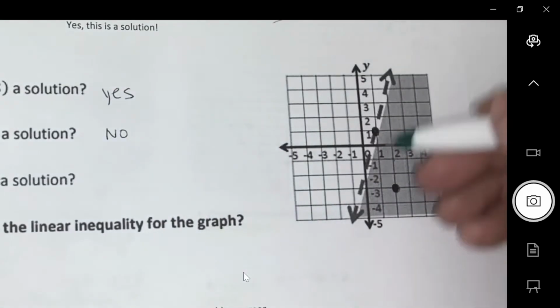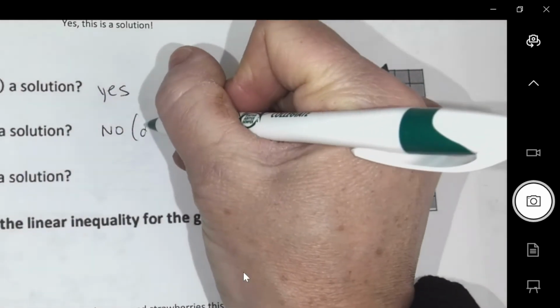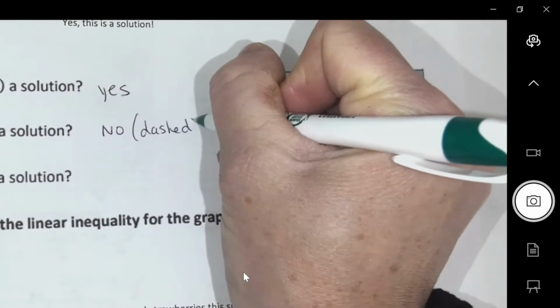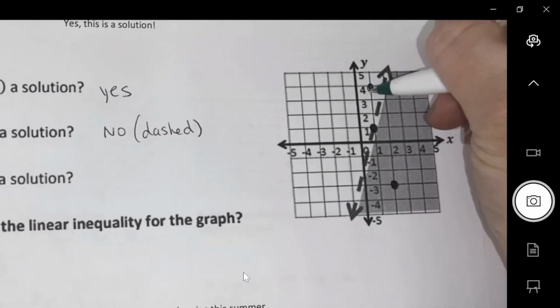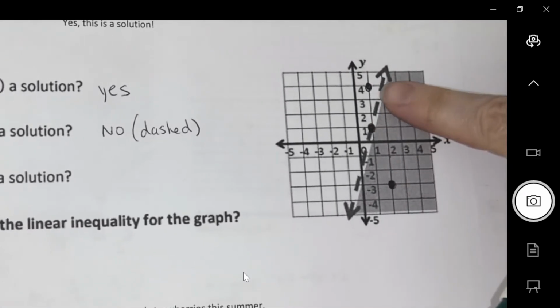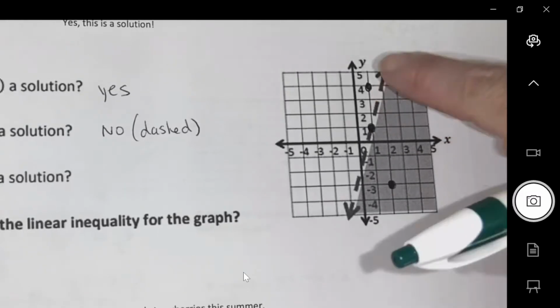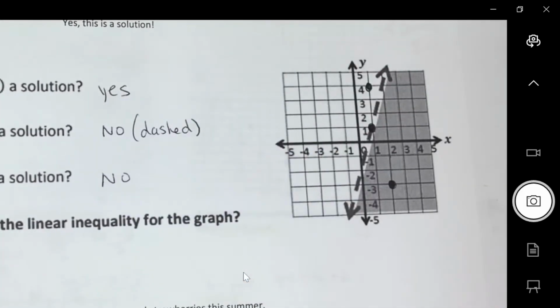No, because this line is dashed. If it was a solid line, yep. If it's a dashed line, you can't be on that line. And then is 1, 4 a solution? So 1, 4 is over here. And that is a no.